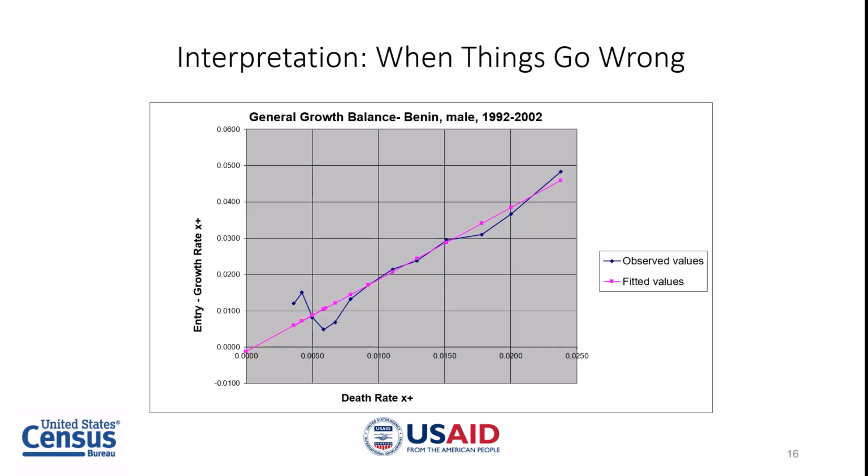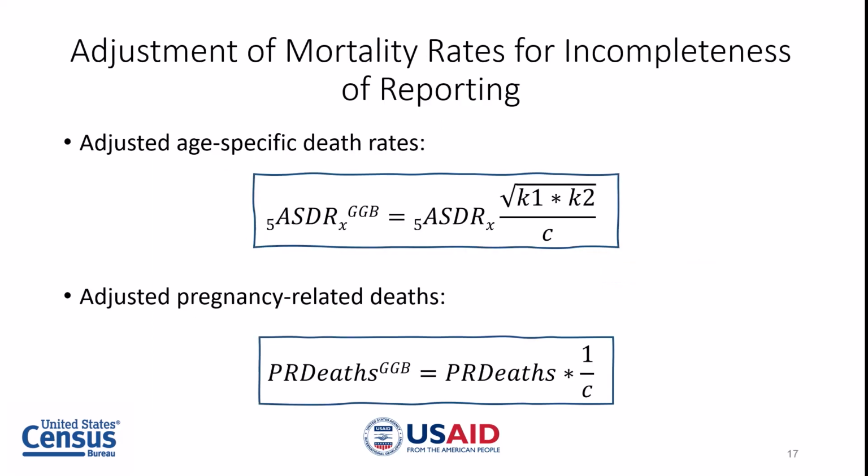There is a lack of consistency by open-ended age segments. Now that you know how to estimate relative census population coverage and coverage of death recordings, here we show how to use K1, K2, and C to adjust age-specific death rates and pregnancy-related deaths. To estimate adjusted age-specific death rates, we multiplied observed age-specific death rates by the ratio of the geometric mean of the coverage rates for both censuses to the death recording adjustment factor C.